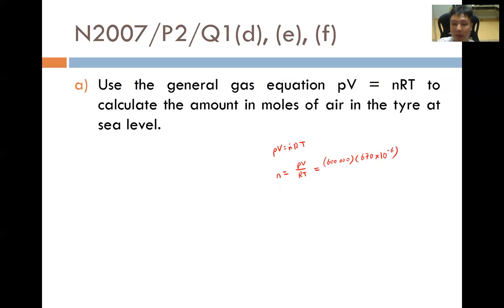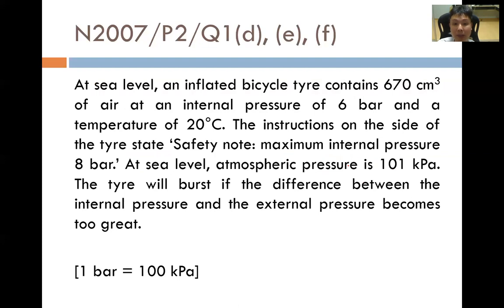For those of you who are not familiar with this unit conversion, 1 cm is 10 to the power of minus 2 meters. So again, we cube both sides. So 1 cm cube is 10 to the power of minus 6 meter cube. And of course, based on that, 670 cm cube is 670 times 10 to the power of minus 6 meter cube. R is 8.31, and then the temperature, it's 20 degrees Celsius.